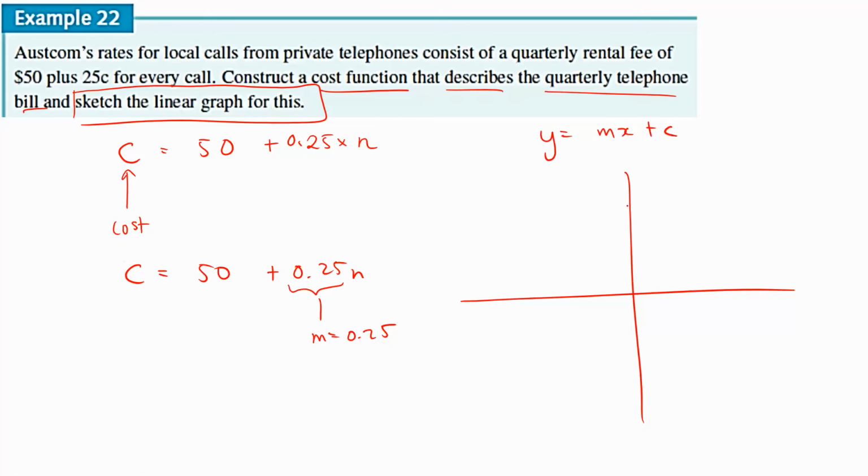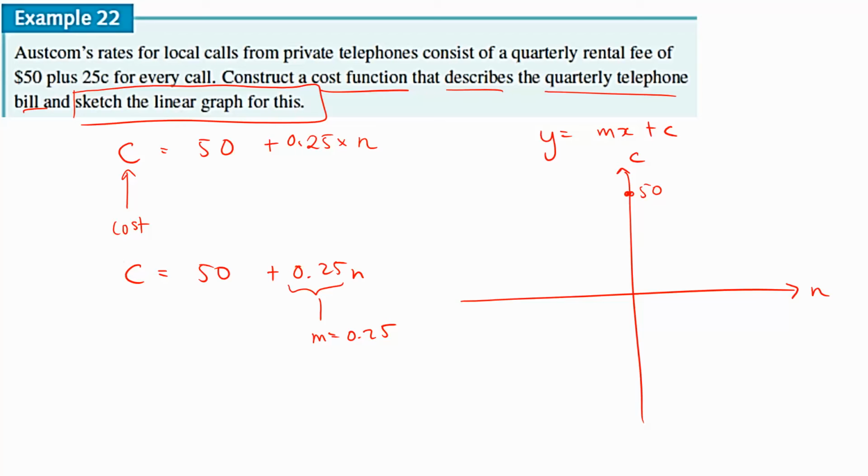you got $50, so I'm going to do 50 up here. So that's my y-axis intercept. This is cost. This is number of calls. Cost, number of calls, n. Now you need an x-axis intercept to sketch the graph. You need 2 points. You already got the first point. To get the second point, how do you do that?